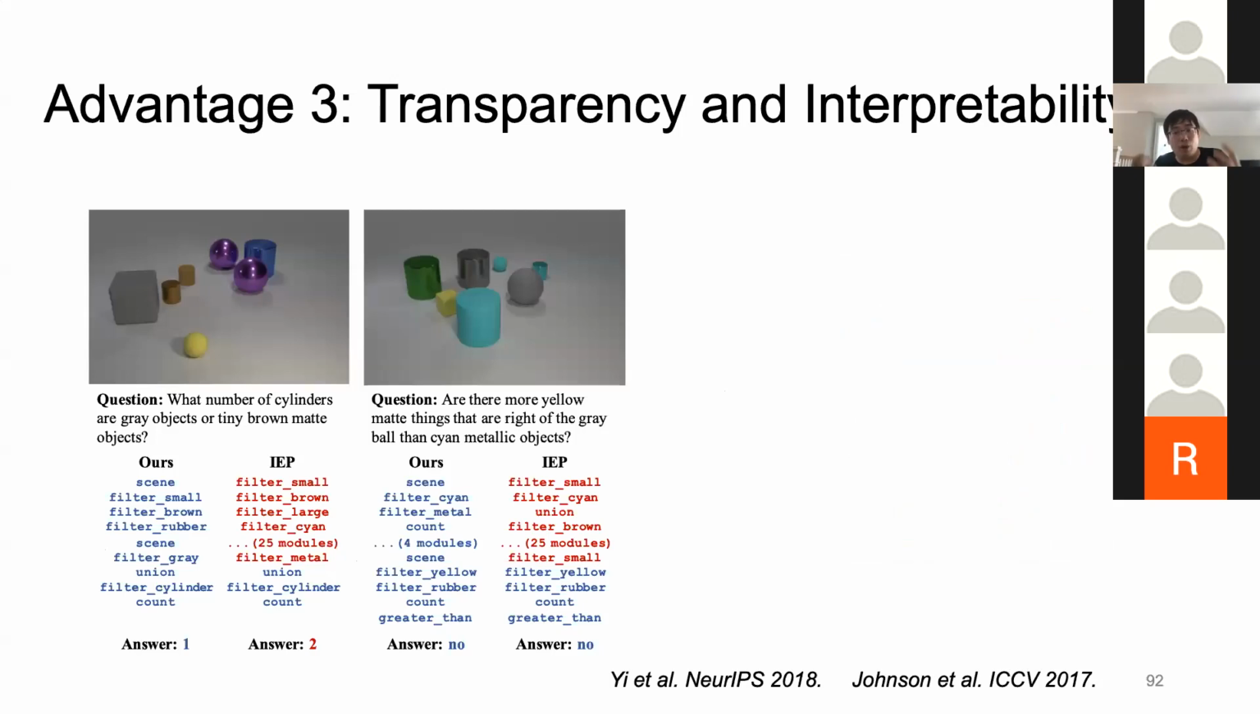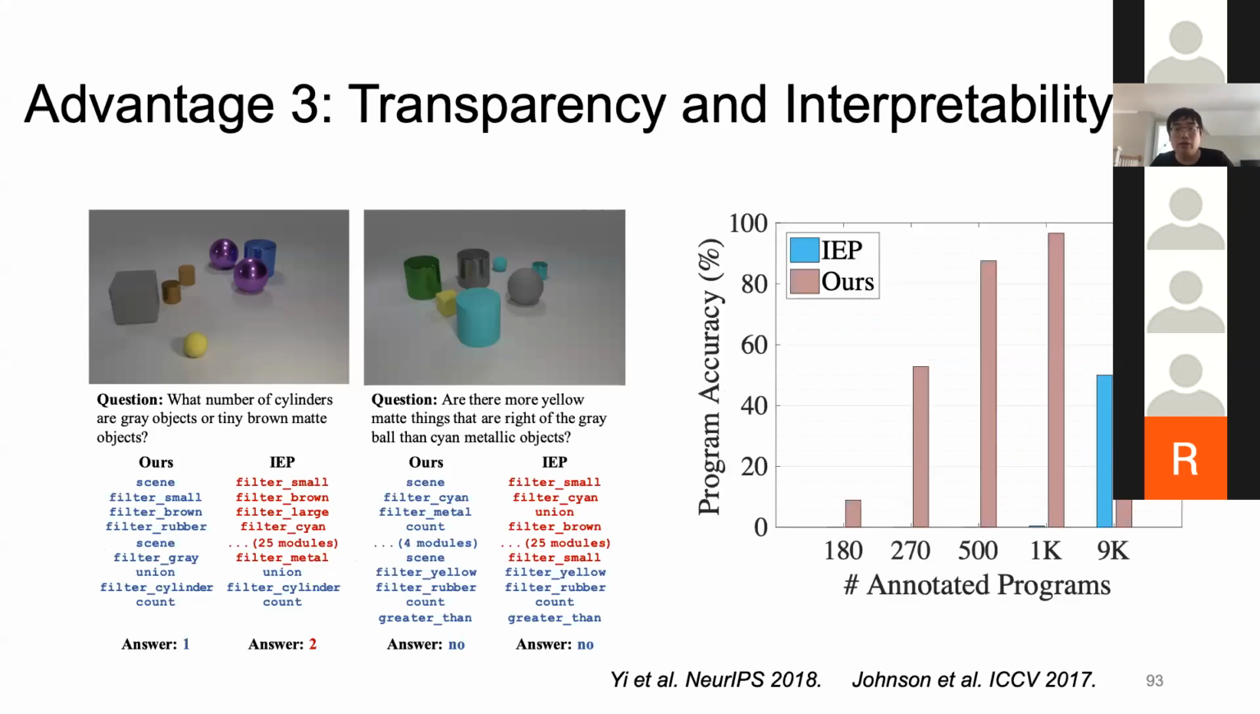And last and most importantly, because the symbolic program is fully interpretable and transparent, we can easily diagnose its execution. We can understand whether the language model failed, or the visual perception model, or the logical reasoning is not good. So everything is disentangled and we can easily diagnose. And with this we can also quantitatively evaluate the program accuracy.